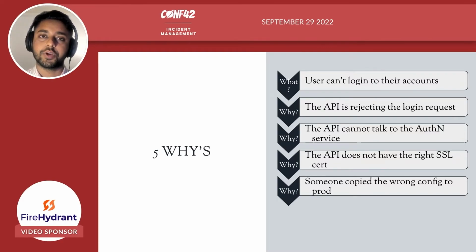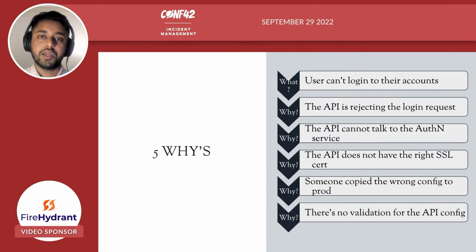So now we're getting somewhere. But based on our guideline, we said we never want to identify a person or a team as the root cause. So we're going to ask ourselves why one more time. And here we come to the answer that there's no validation for the API config. So clearly, as we went through this process, we dove deeper and deeper, peeled back the layers, and identified that our root cause here is that there's no validation. So a very clear fix, very clear remediation item, is to ensure that we have such validation in place so that no one accidentally or maliciously can cause such a change in the future.